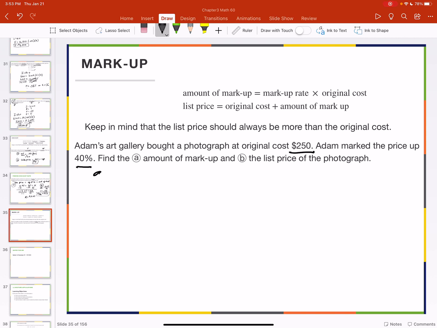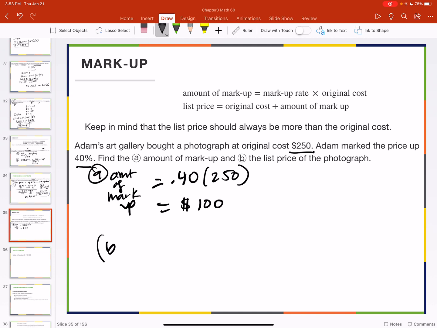So find the amount. Okay, so the amount of markup is going to be 40% of 250. Okay, so what is 40% of 250? 40% of 250 is $100. Wow, okay. So marked up $100. And then the list price is going to be the original cost plus the amount of markup. So that's just $350.